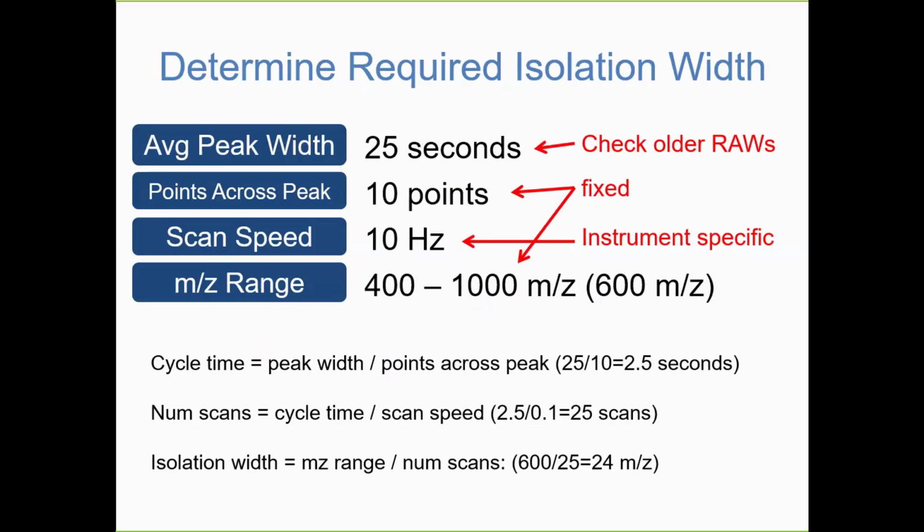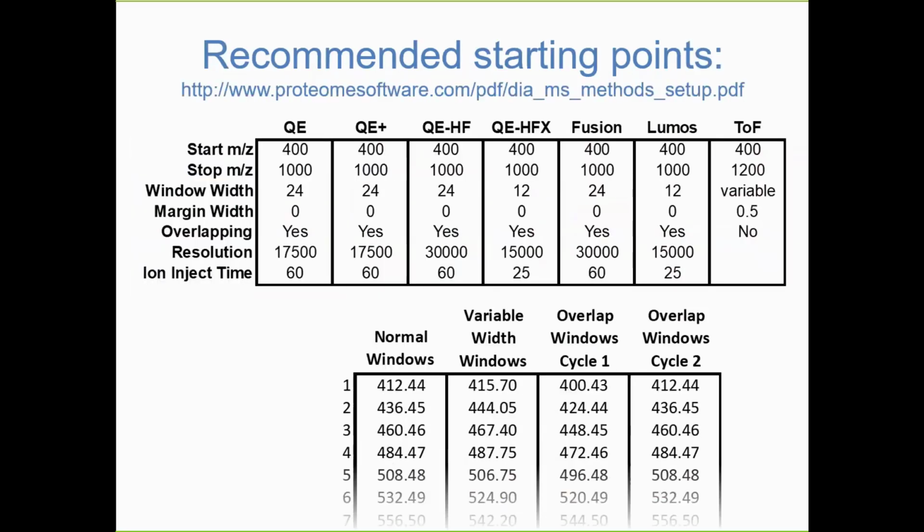We know that our instrument scans at a specific maximal rate, say 10 hertz on a QE or a QE-HF. We can actually determine what the cycle time should be, and the number of scans and the isolation width ought to be, to acquire the optimal data for this experiment in at least regularized windows. And so we've pre-calculated for a bunch of instruments what the optimal settings should be, as well as some good windowing settings for normal windowing methods across these ranges.